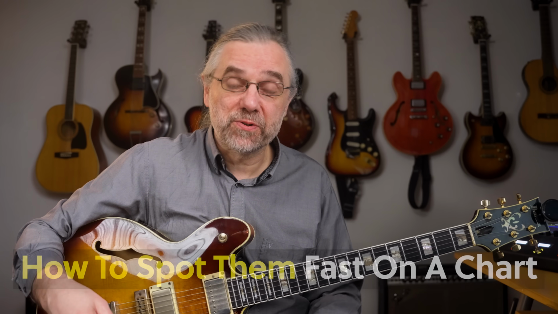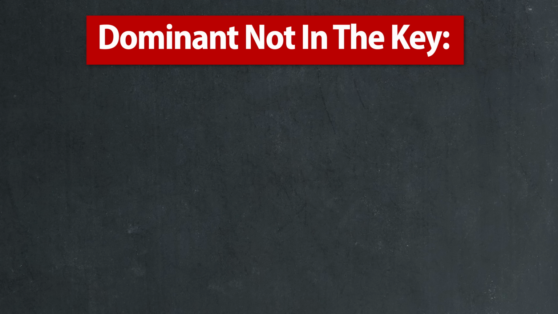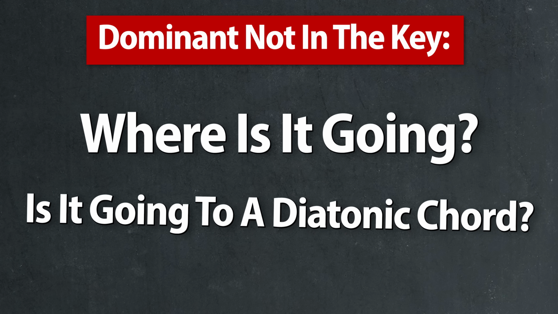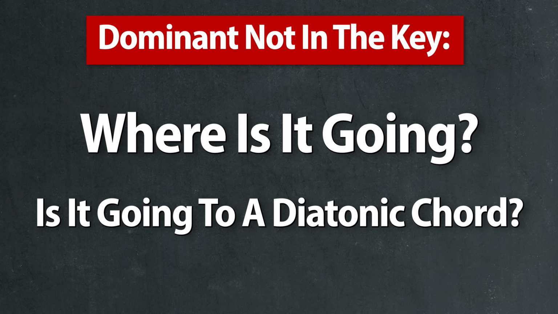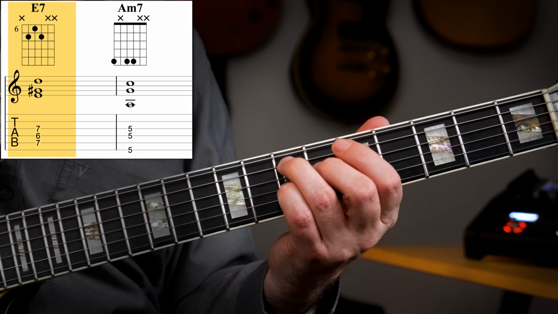So here's the shortcut. When you see a dominant chord that looks out of key, ask, what chord is this trying to go to? Most of the time, it resolves down a 5th or up a 4th, just like the two examples in this song. E7 to A minor 7 and A7 to D minor 7.